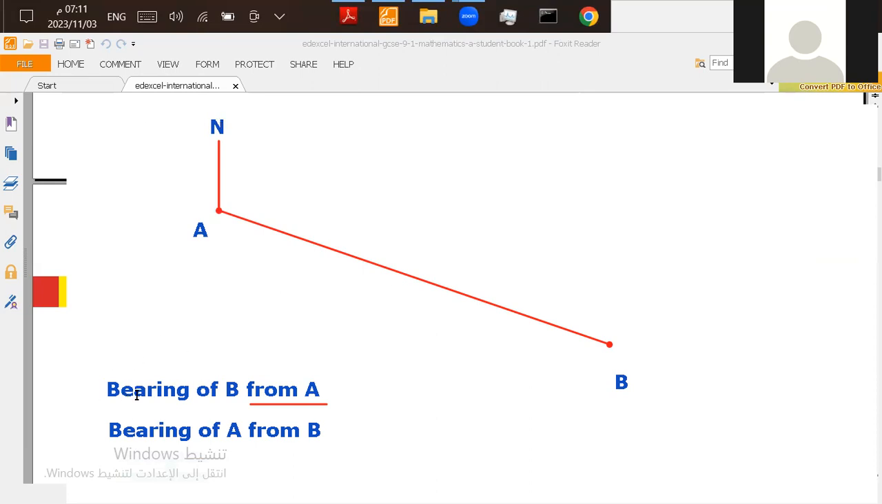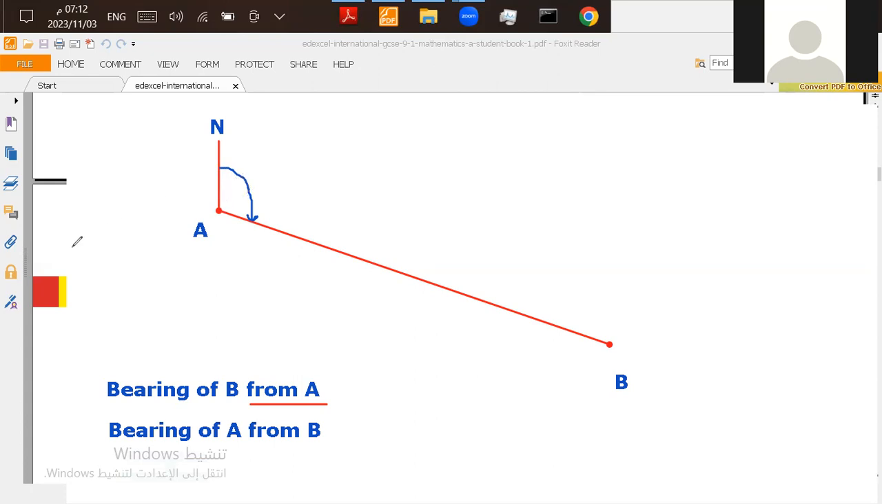The bearing is described as follows: an angle drawn from the north line going clockwise. It means you start from the north line and you draw an angle like this, and you go clockwise until the line stops you. So here I started from the north line and went clockwise until the line stopped me. This angle is called the bearing.